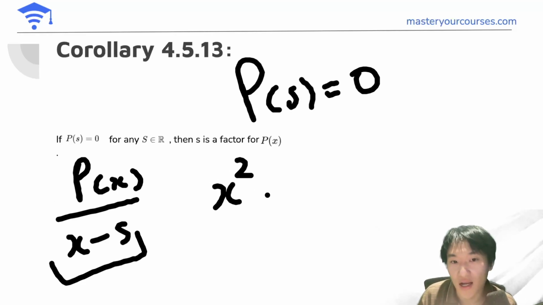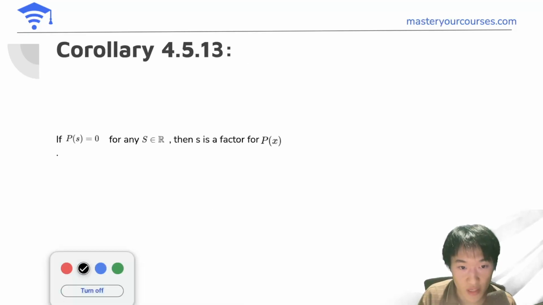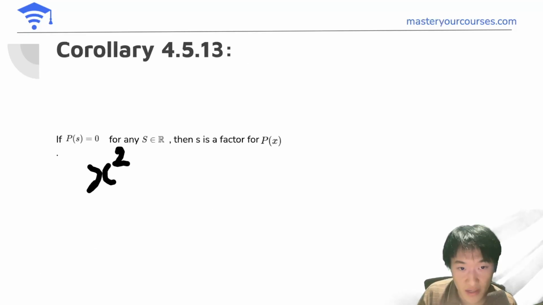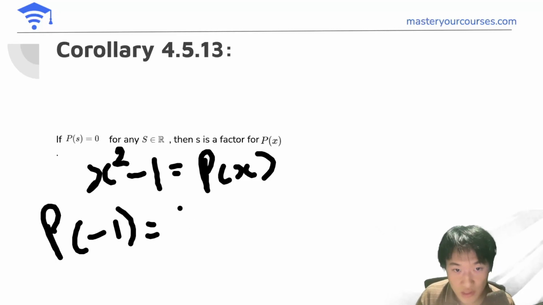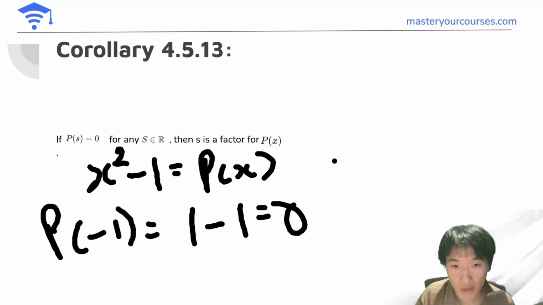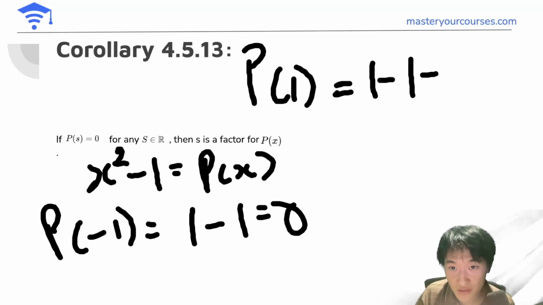x squared minus 1 equals 0. What is an input such that this polynomial is equal to 0? Well, let me clear up the board here. So x squared minus 1 equals the polynomial p of x. What's a value of x such that this is equal to 0? Well, minus 1 works, right? p of negative 1 equals 1 minus 1 equals 0. What else? p of 1 works, right? 1 minus 1 is equal to 0.